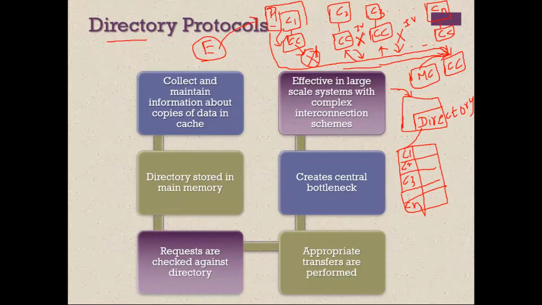Now all the processors which have that particular data will invalidate it. After invalidating, they will acknowledge back to the centralized controller. Once the centralized controller receives the acknowledgement, it will give exclusive access to P1 so that P1 can update x to x dash. This is how the directory based protocol works.